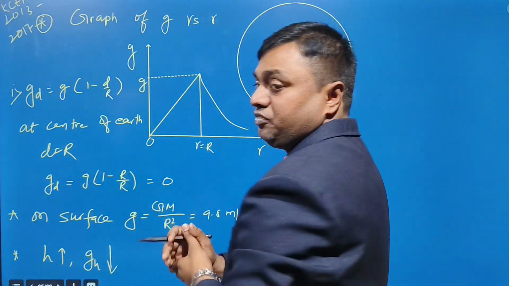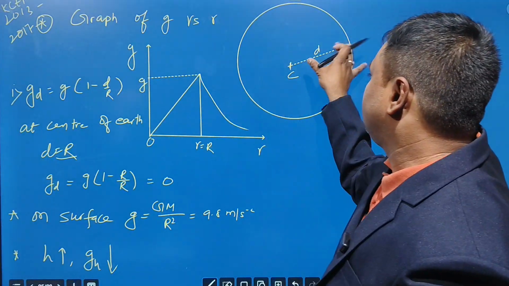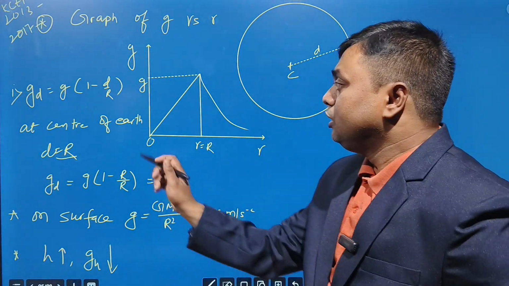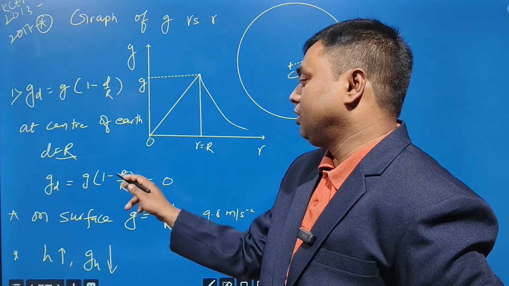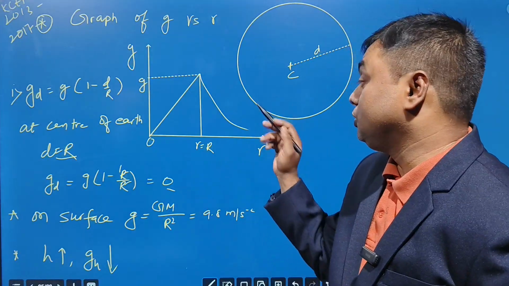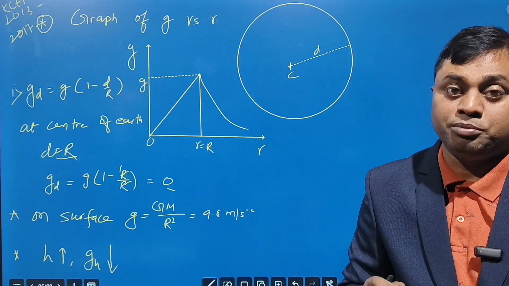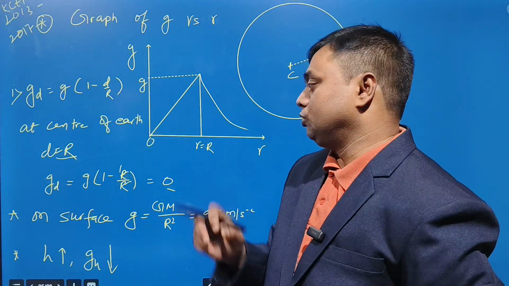We know that g at depth is equal to g times (1 minus d by r). At the center, d is equal to r. Now substitute the value, g at depth is equal to g times (1 minus r by r). So 1 minus 1 is 0. So g at center is 0. Remember this point, acceleration due to gravity at the center of the earth is 0.